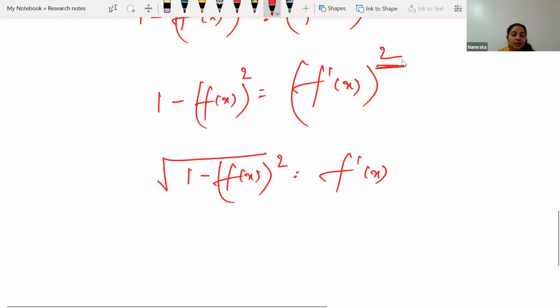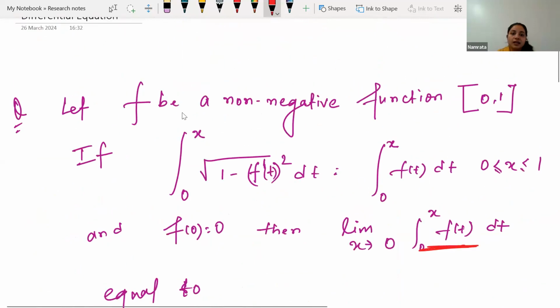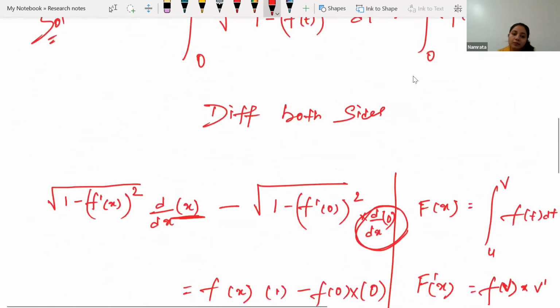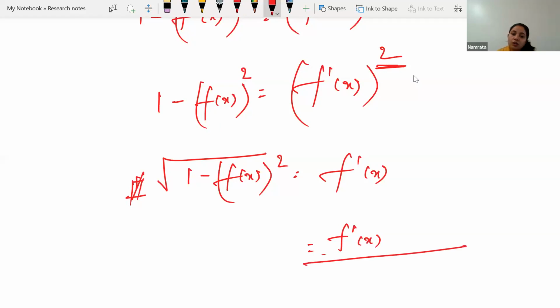Okay, if you are thinking that once we transfer this square and put the square root sign, there will be a plus minus sign. Yes, there will be a plus minus sign, but since in the question it is written that f is a non-negative function, I am keeping only the plus sign over here. Okay, now it will become f dash x over square root of 1 minus f of x whole squared, equal to 1.